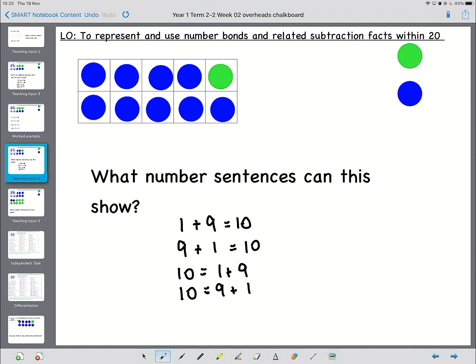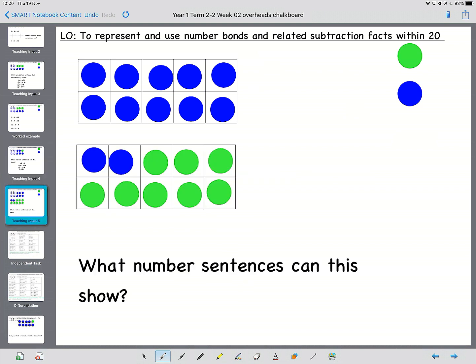Okay, now we also can build them not just around 10 but around any number, and this time we've got 20. So have a go at telling me what number sentences you can see here. Again, there will be 4 number bonds using addition.